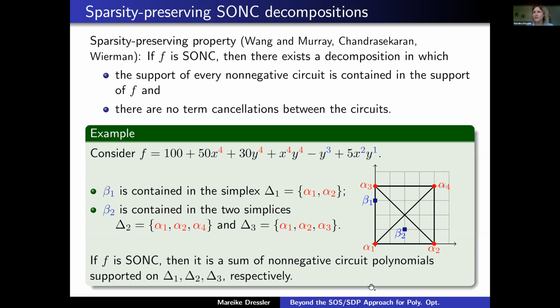We can maybe even use fewer support points, but we don't have to add, let's say, this point here or this point, or maybe the interior point (2, 2) here. So we don't need any additional support point to express this polynomial as a SONC. And again, this is very desirable because clearly this reduces the complexity if we search for such SONC decompositions, if we know we can restrict this search to this small amount of support points.